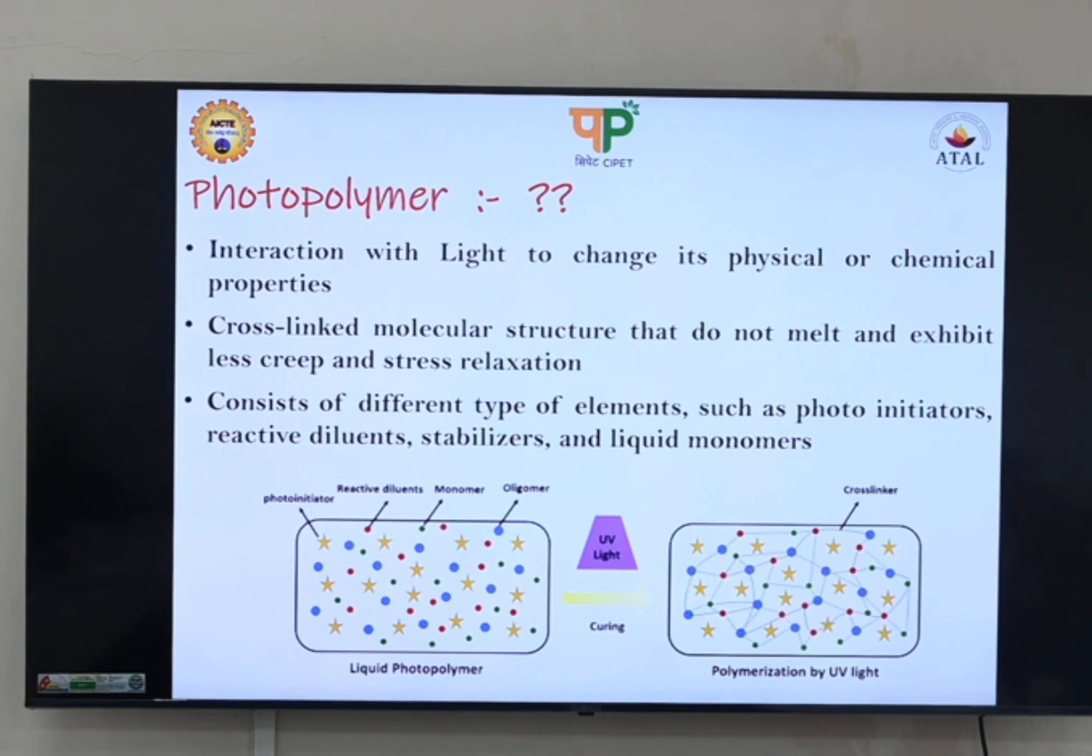It has some property: when it interacts with light, it gets solidified. Yes, I mentioned that the physical and chemical properties change, but we will use that material which interacts with light and immediately gets solidified. Cross-linked molecular structure that does not melt and exhibits less creep and stress relaxation.